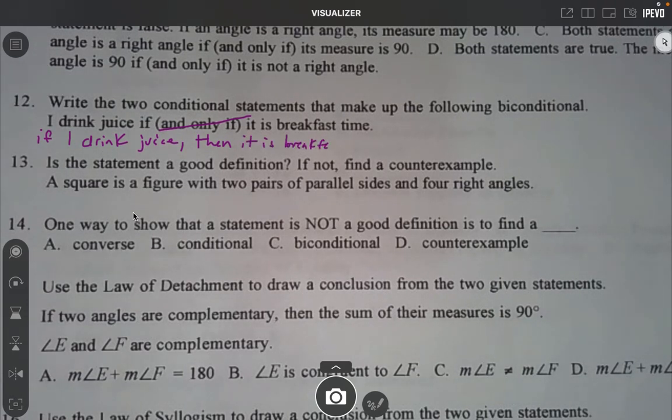Is everybody okay with that one? That's one of them. It said write 2. What's my other one gonna be? If it is breakfast time, then I drink juice. Yeah, you just switch it around, boys. Y'all getting that? This one. If it is breakfast time, then I drink juice.